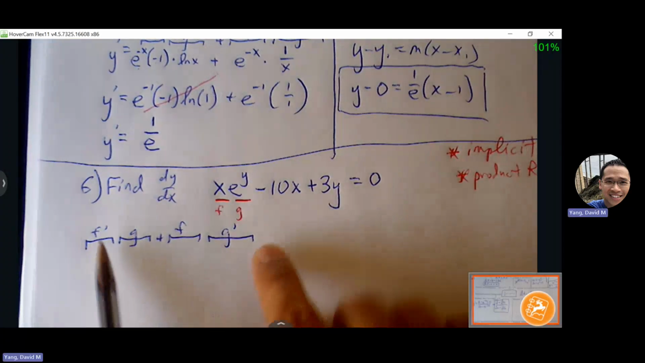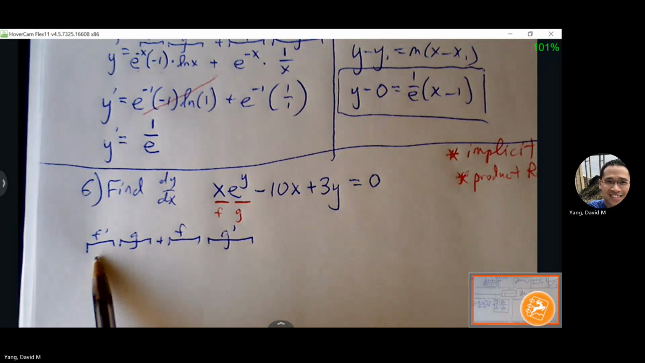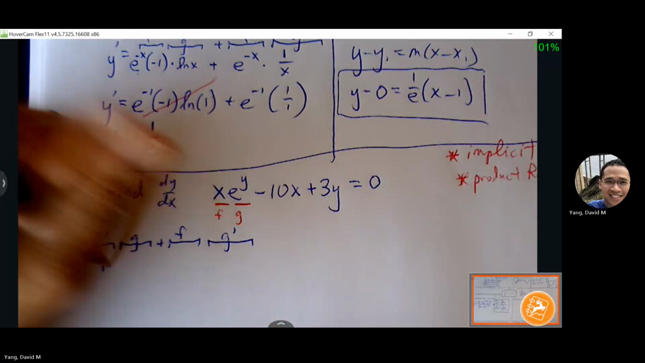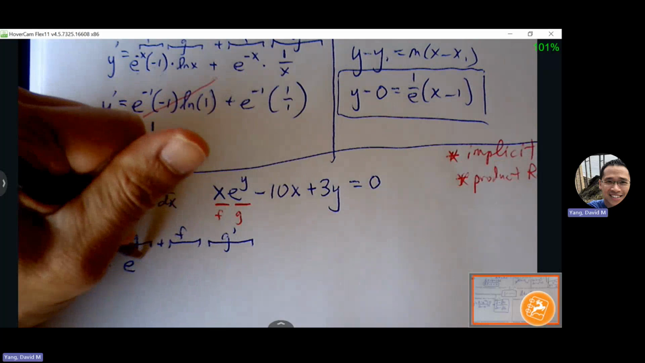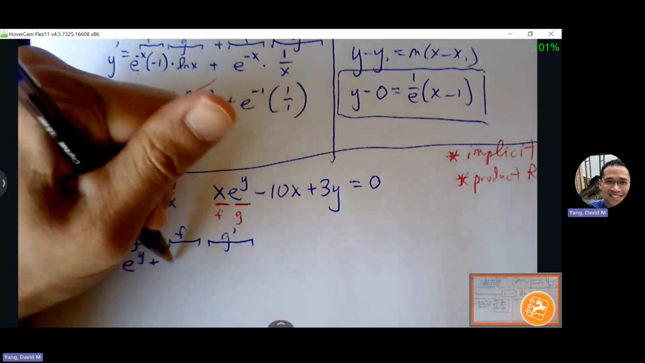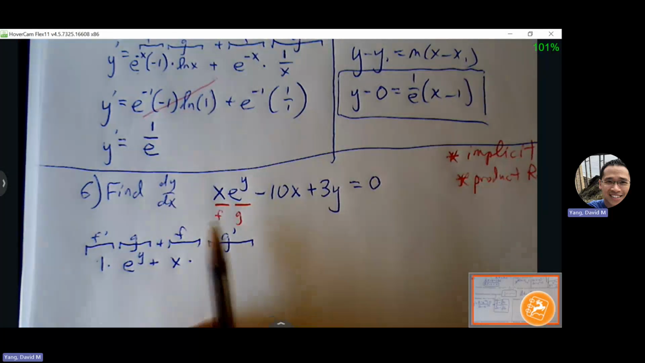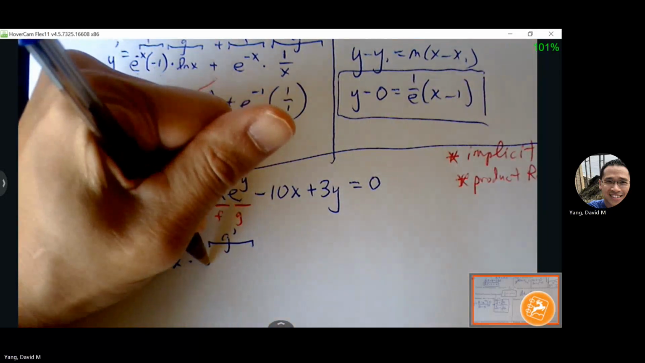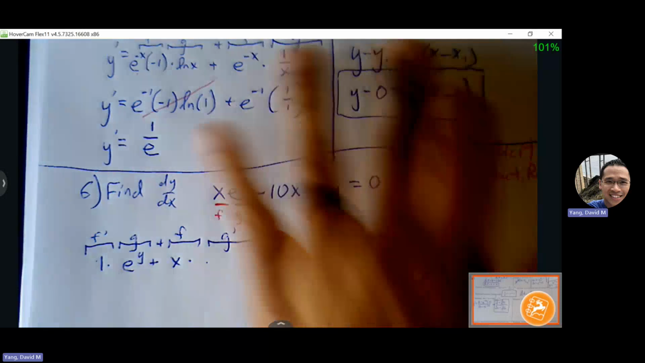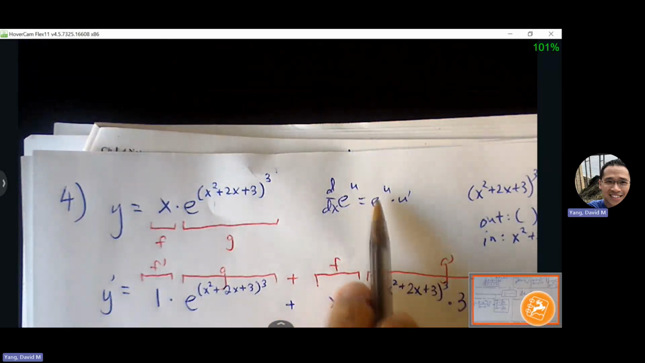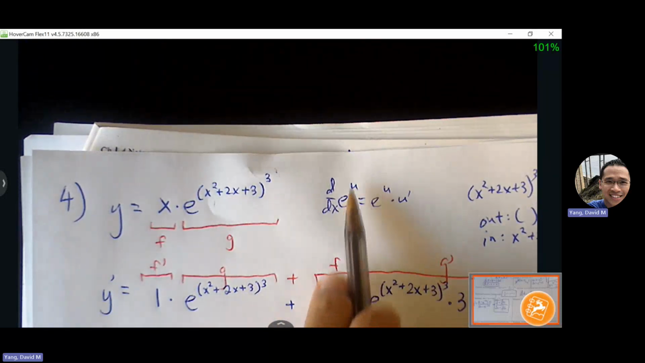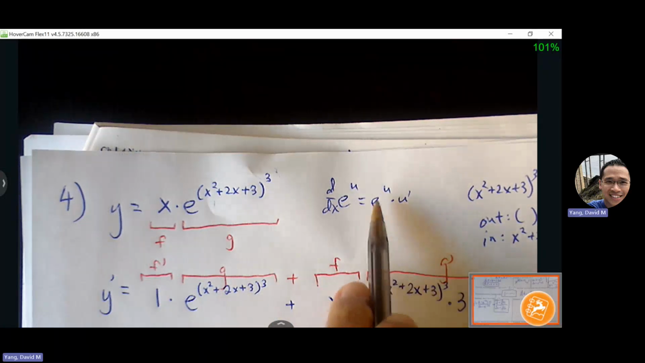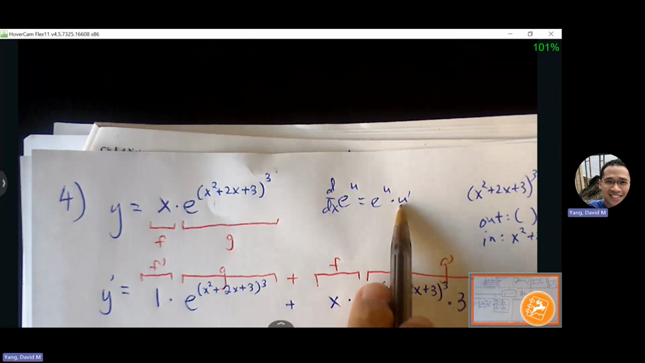Okay, so one piece at a time. X becomes 1 times g, back to f g prime. Okay, what's the derivative of e to the y? Remember, the rule for e to the u is e to the u times u prime. So e, good, e to the y times 1 dy dx.